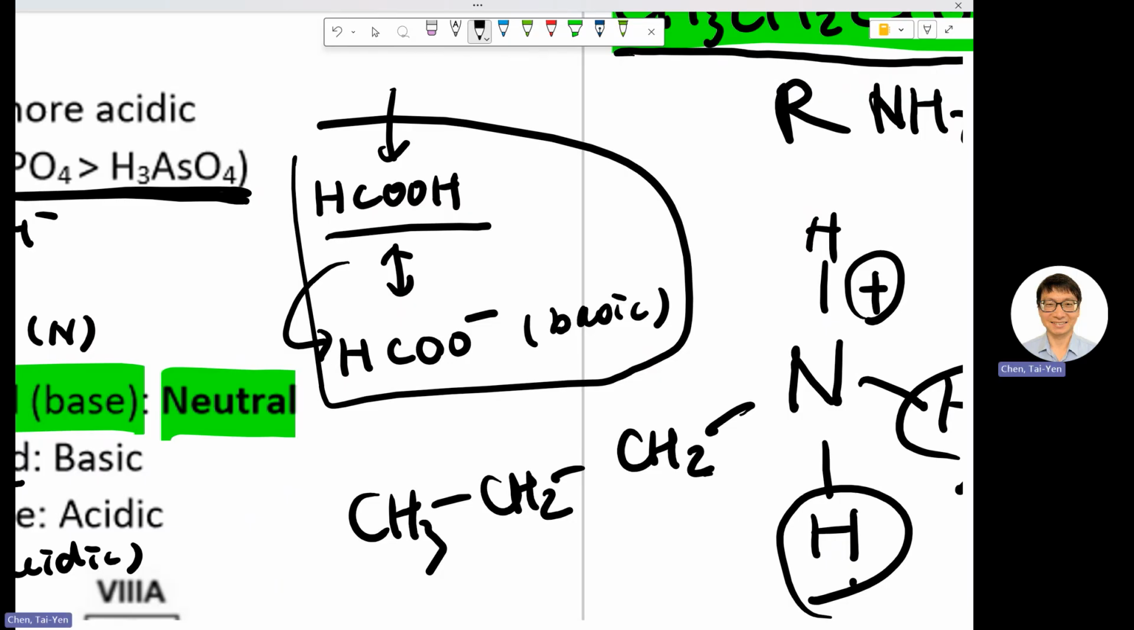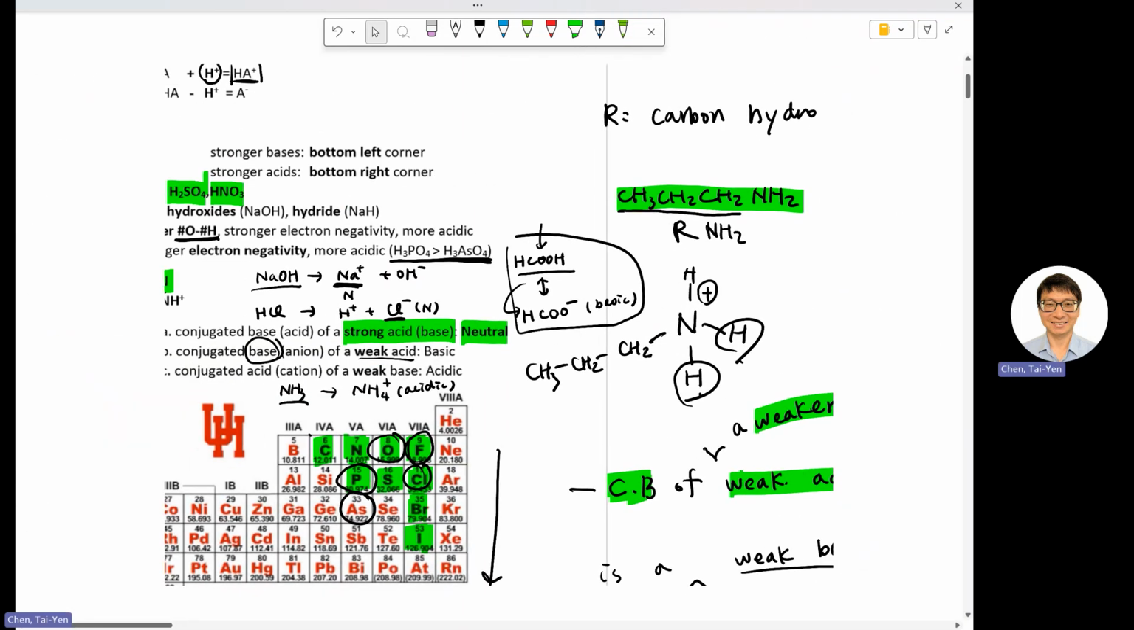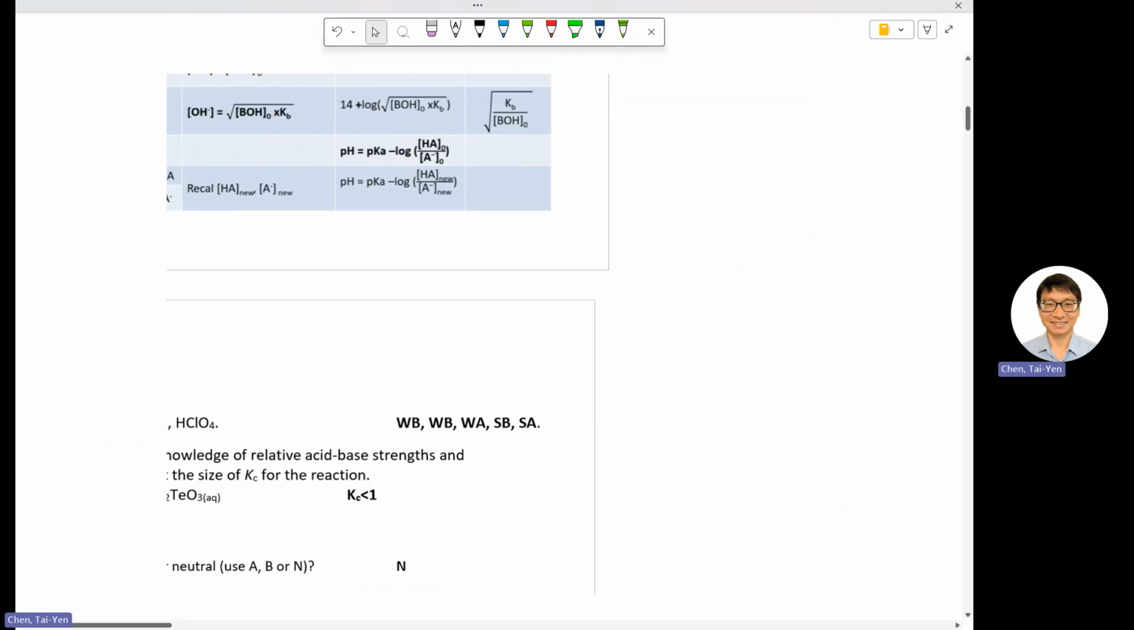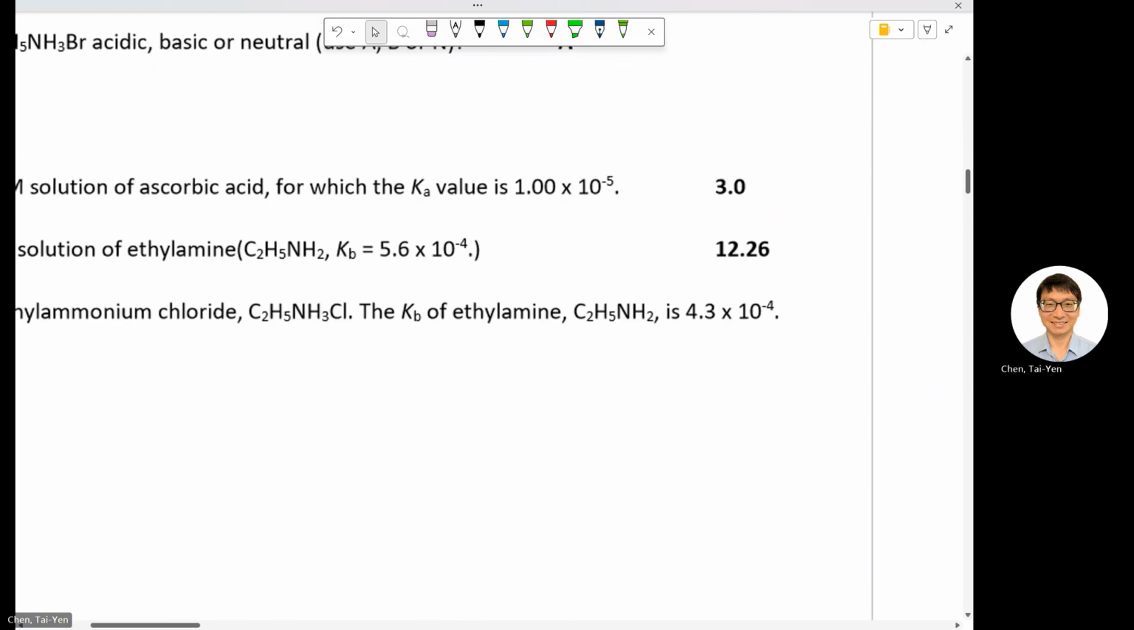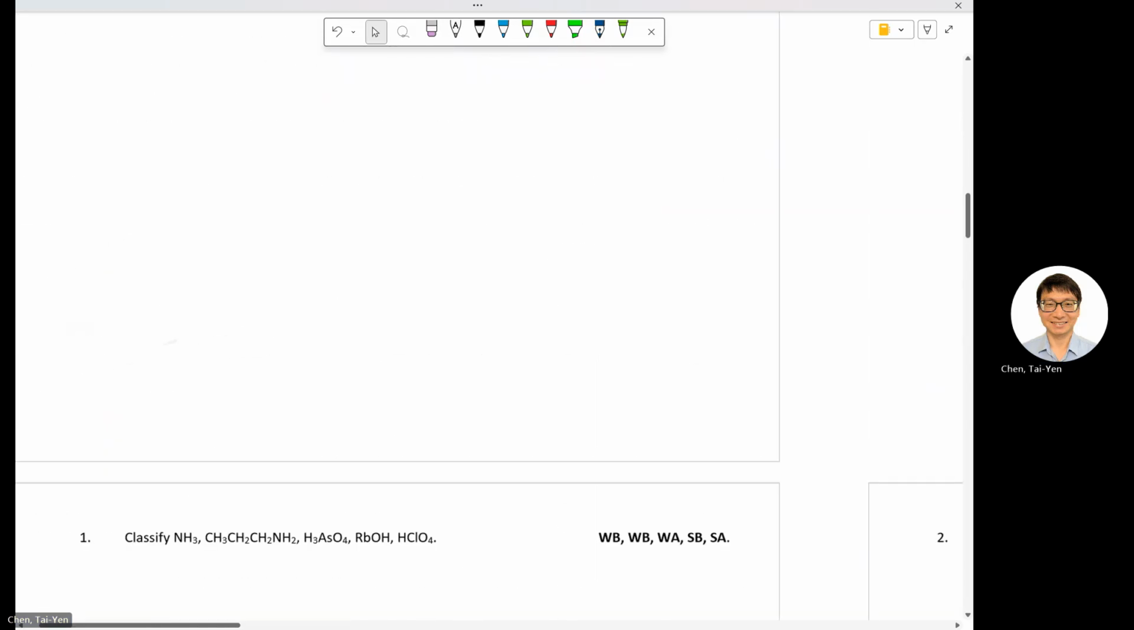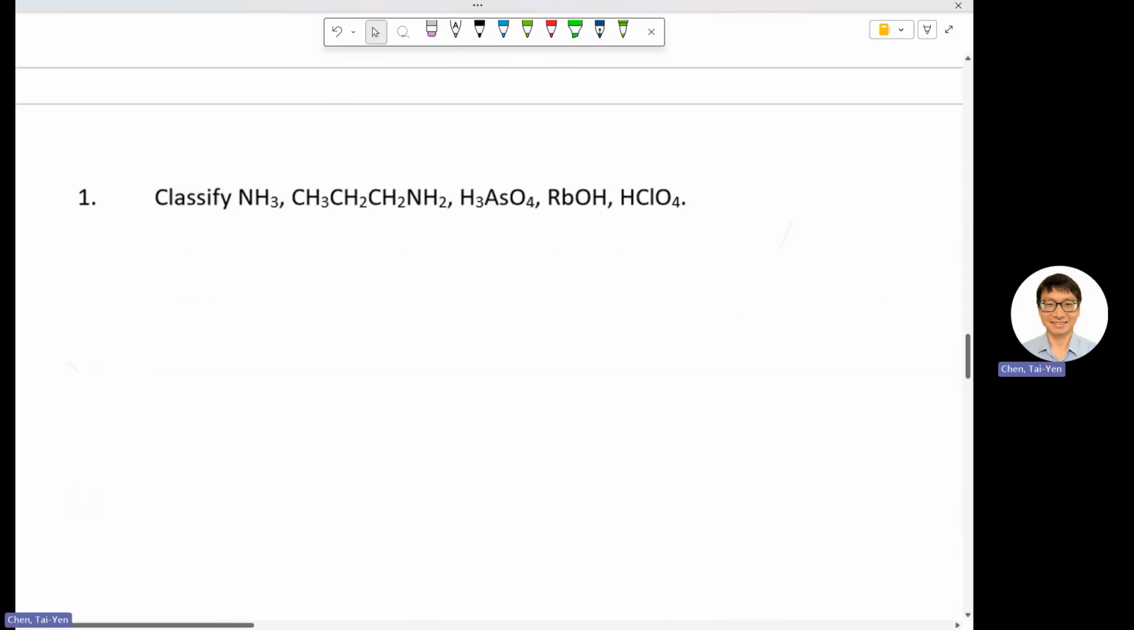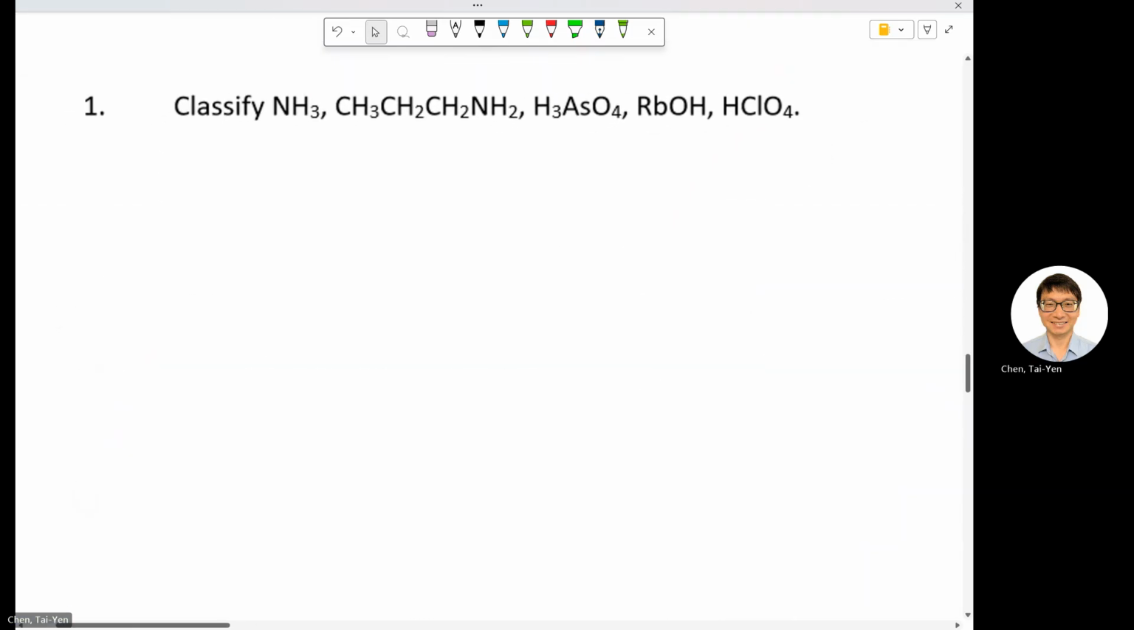All right, we're going to go through a few examples so we can see this principle better. Any questions so far? If not, let's just work on the 3 questions and that's it for today. Question number 1. Classify all these species. Tell me if they are strong acid, strong base, weak acid, weak base, or neutral.